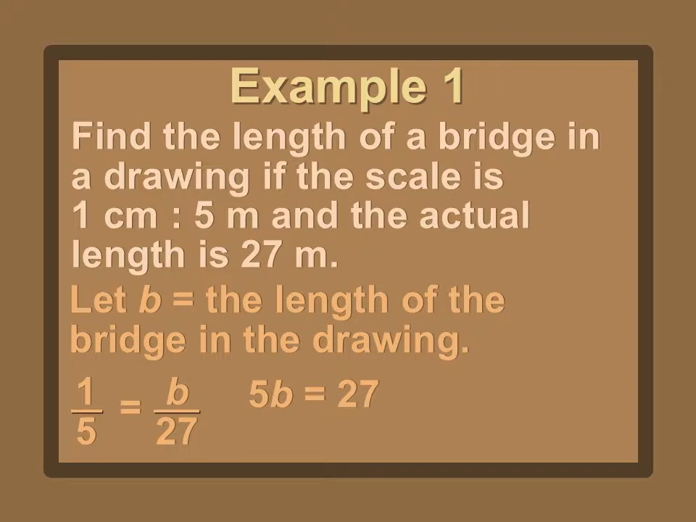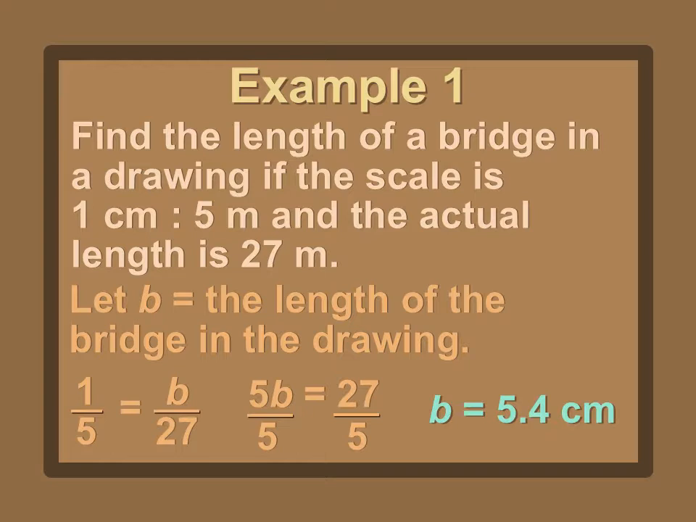So now we solve for B, okay? We can use cross multiplying, right? So we get 5 times B is equal to 1 times 27, which is just 27. To solve for B, we're going to divide both sides by 5. So B is equal to 27 divided by 5, which is 5.4 centimeters.